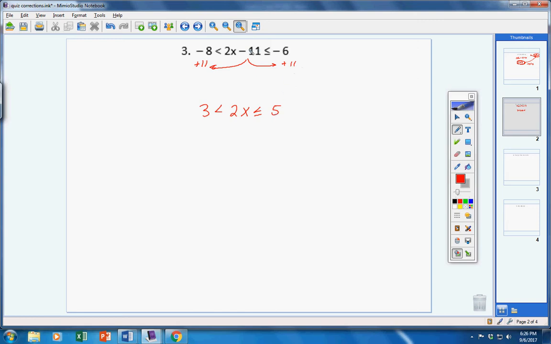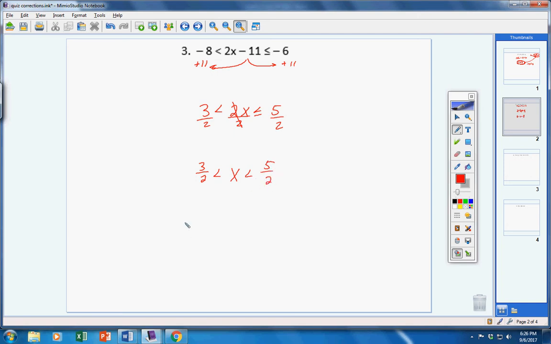Now, notice the 11's gone. And I'm just left with what? 2x. I'm halfway done. Now to get rid of this 2, you divide. But you must divide everything by 2. So here they cancel. 3 divided by 2 is just 3 halves. 5 divided by 2 is just 5 halves.